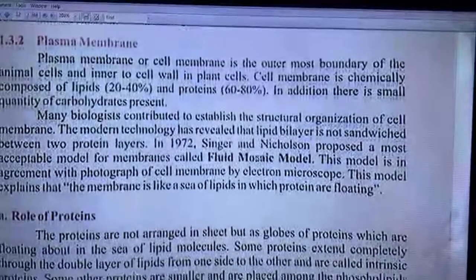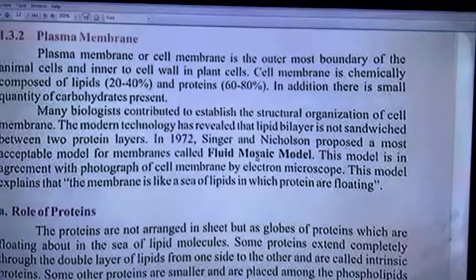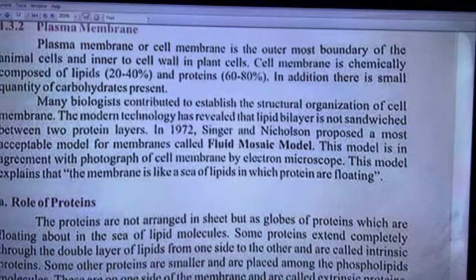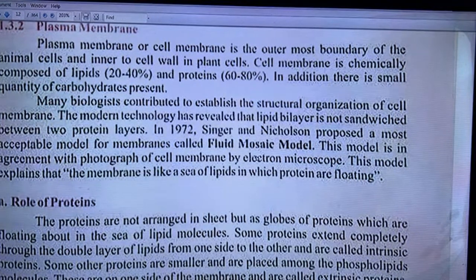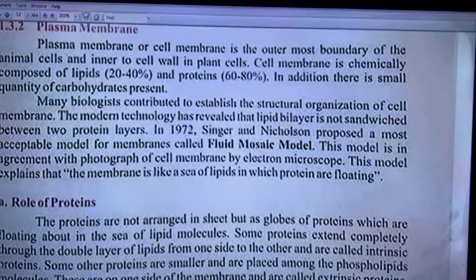Plasma membrane. The plasma membrane, or cell membrane, is the outermost boundary of the animal cell and inner to the cell wall in plant cells. The cell membrane is chemically composed of lipids 20 to 40% and protein 60 to 80%. In addition, there is a small quantity of carbohydrates present.